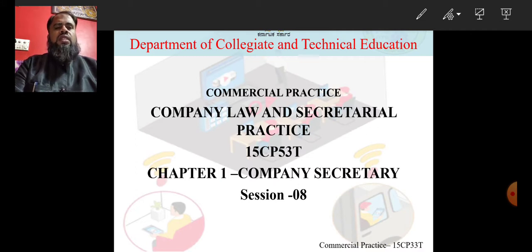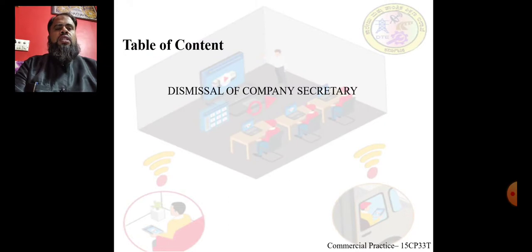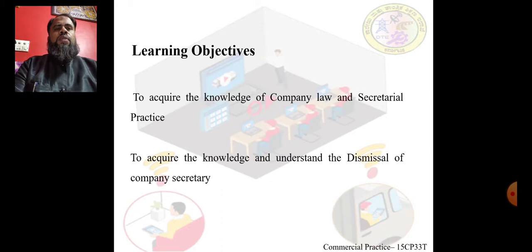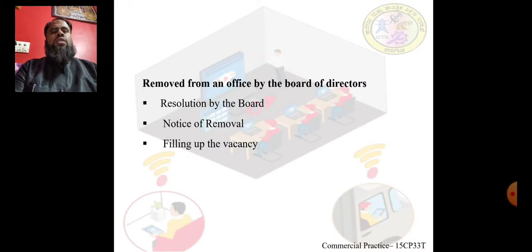Yes, in this session, under the chapter Company Secretary, in the last session we discussed the dismissal of the company secretary. Now, before going to the dismissal, this session has the objective of acquiring knowledge of company law and secretarial practice, and secondly, to understand the concept of dismissal of company secretary. Now we come to the dismissal of the company secretary.